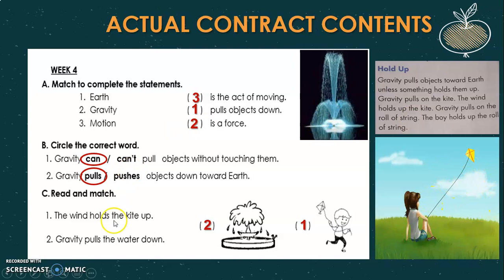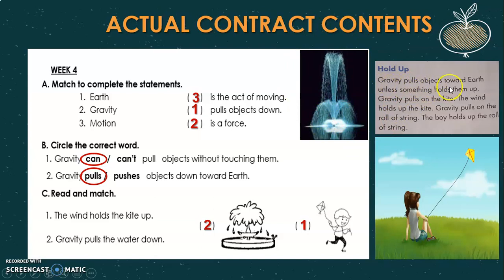Very good. Then we have to read and match. The wind holds the kite up. Obviously, was number 1, okay? And number 2, gravity pulls the water down. In the case of a water fountain, as we can tell. If we didn't have gravity, probably this water would remain up in the air, but it falls down again because of the action of gravity.